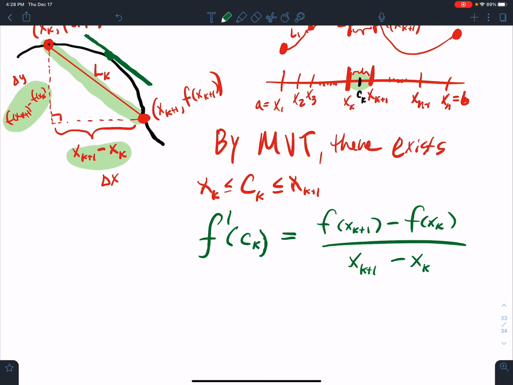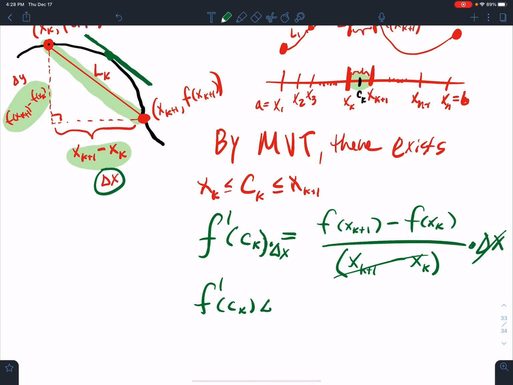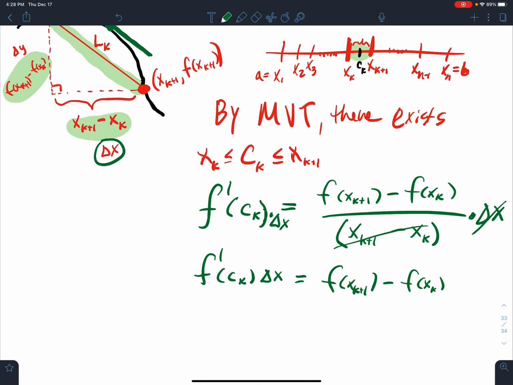Now what do I know about this piece right here? Well, remember this piece right here is delta x. So I'm going to multiply both sides by delta x. And so those cancel. So I get f prime ck delta x equals f of xk plus 1 minus f of xk. I'm sorry, that's what that is right there. Sorry, said that wrong.